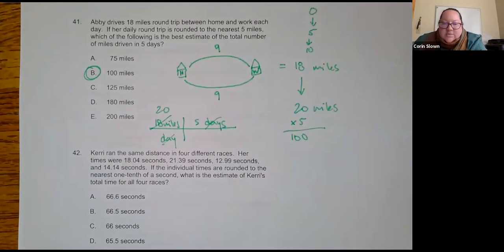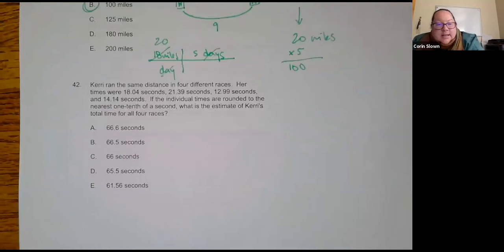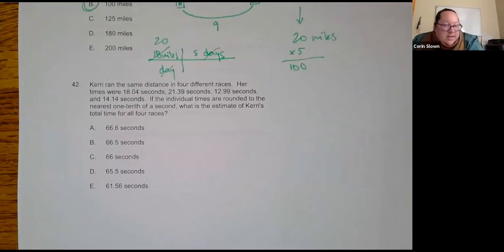Okay, let's take a look at 42. Carrie ran the same distance in 4 different races. Her times were 18.04 seconds, 21.39 seconds, 12.99 seconds, and 14.14 seconds. The individual times were rounded to the nearest 1/10 of a second. What is the estimate of Carrie's total time for all 4 races?